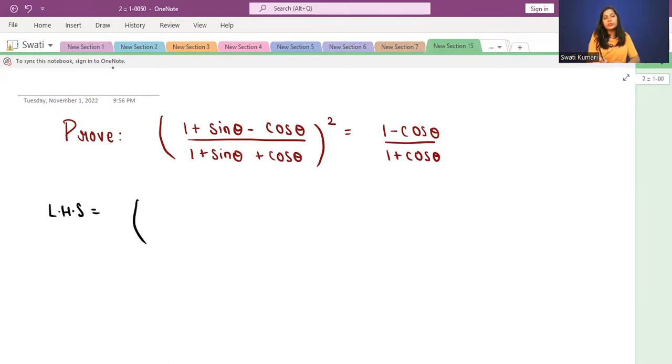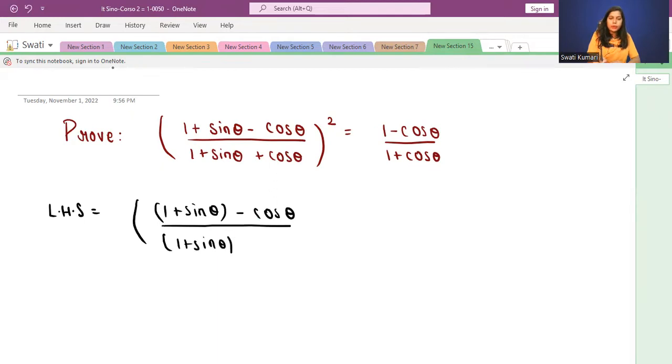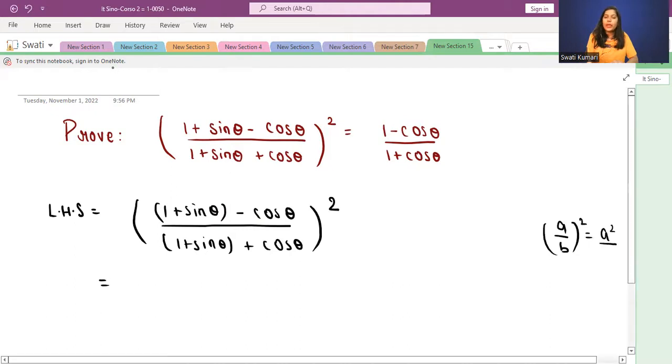Here I'm going to do one thing: I'm going to write this 1 plus sine theta in a small bracket, minus cos theta. The same thing I'm going to do in the denominator as well: 1 plus sine theta in a small bracket, and then plus cos theta, and then whole square. Now you know that if we have something like (a upon b) whole square, that is same as a square upon b square. So this power we can distribute to the numerator as well as denominator.